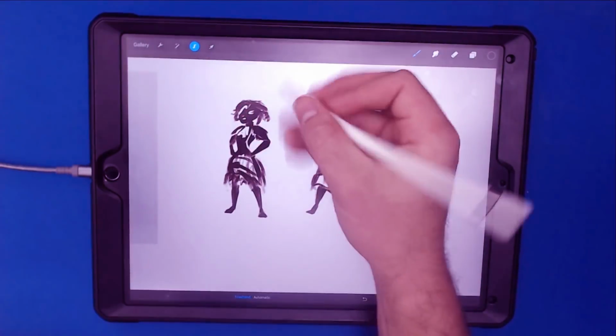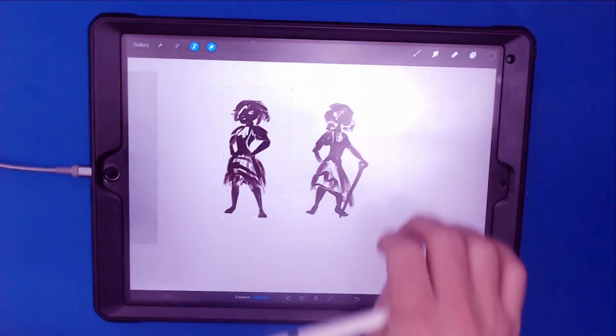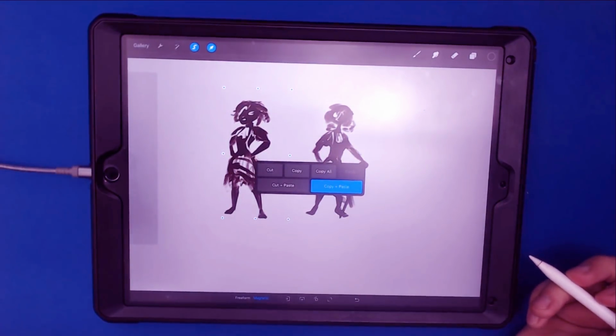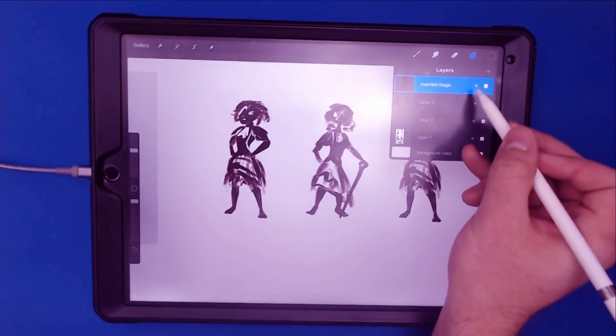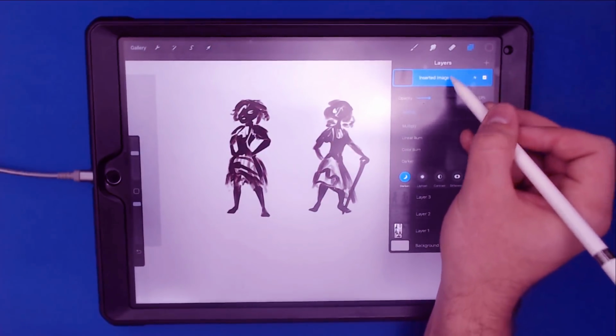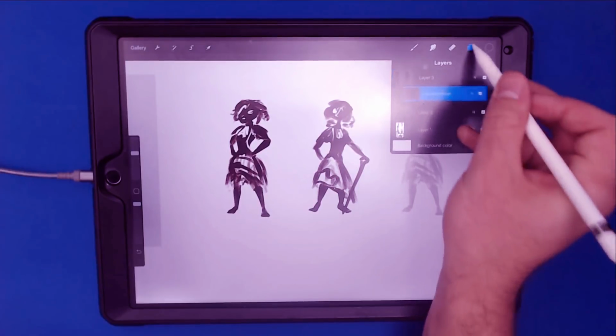So I have an idea here. Let's take what we have, and we'll have her. We'll use this as a guide. Bring down the opacity here.